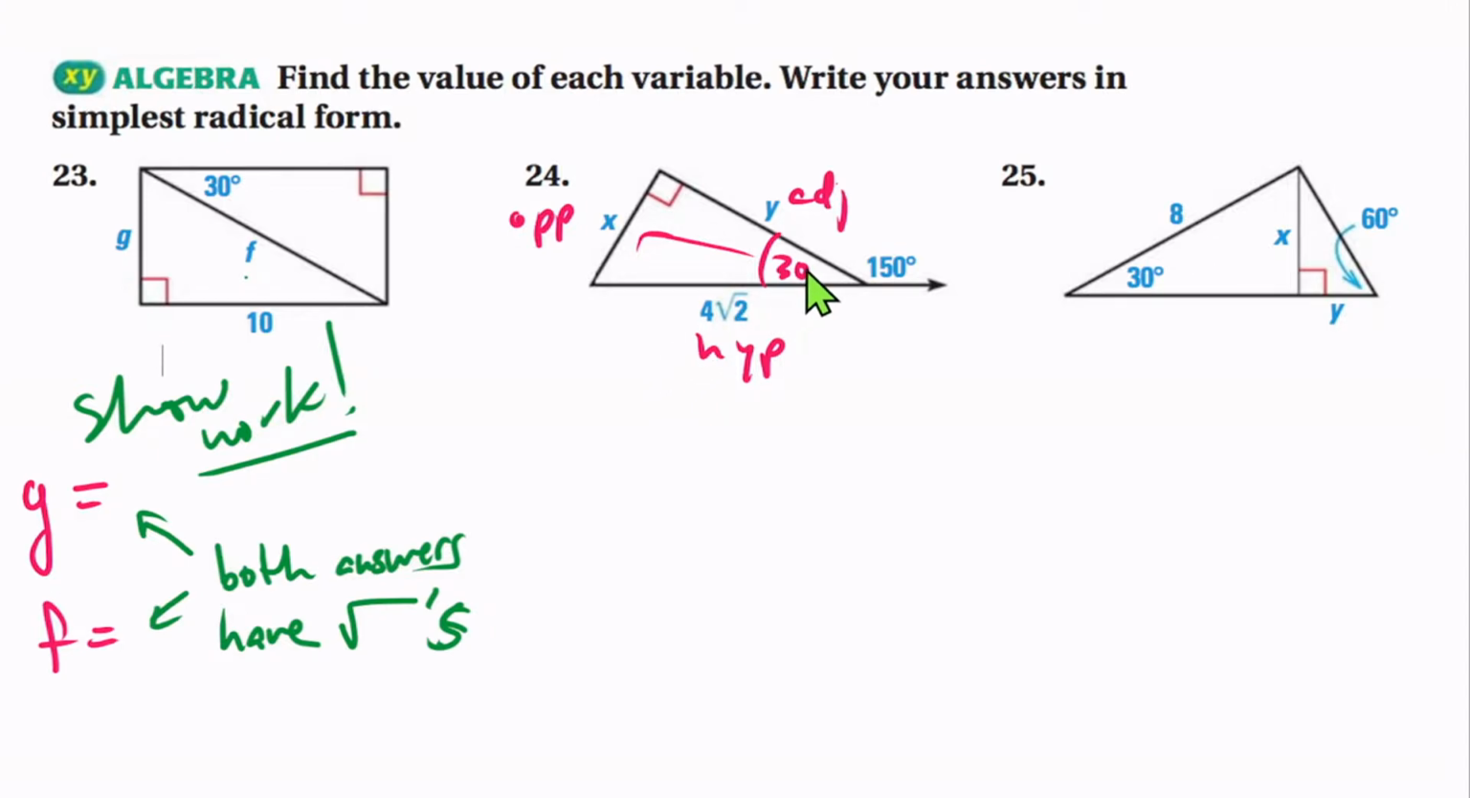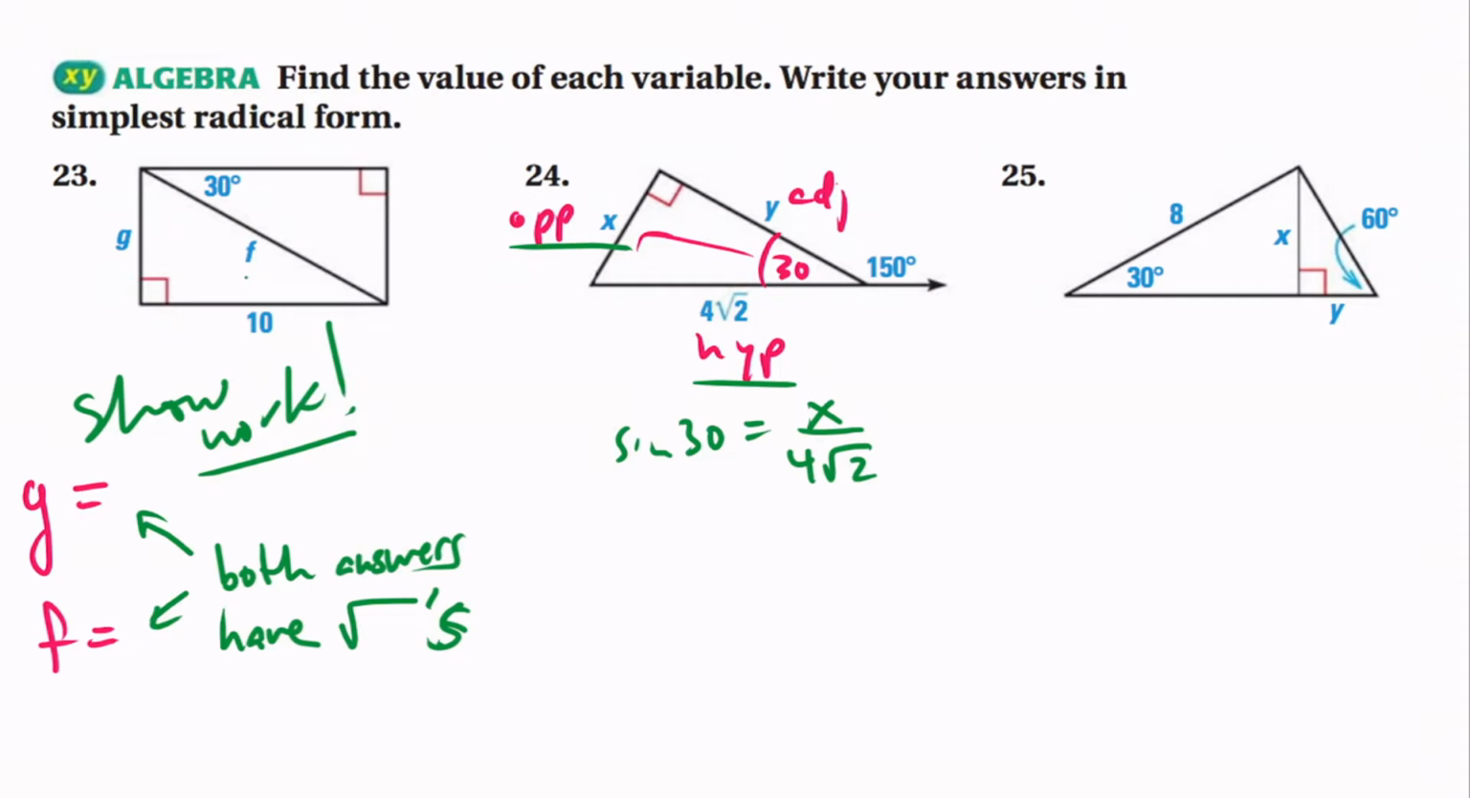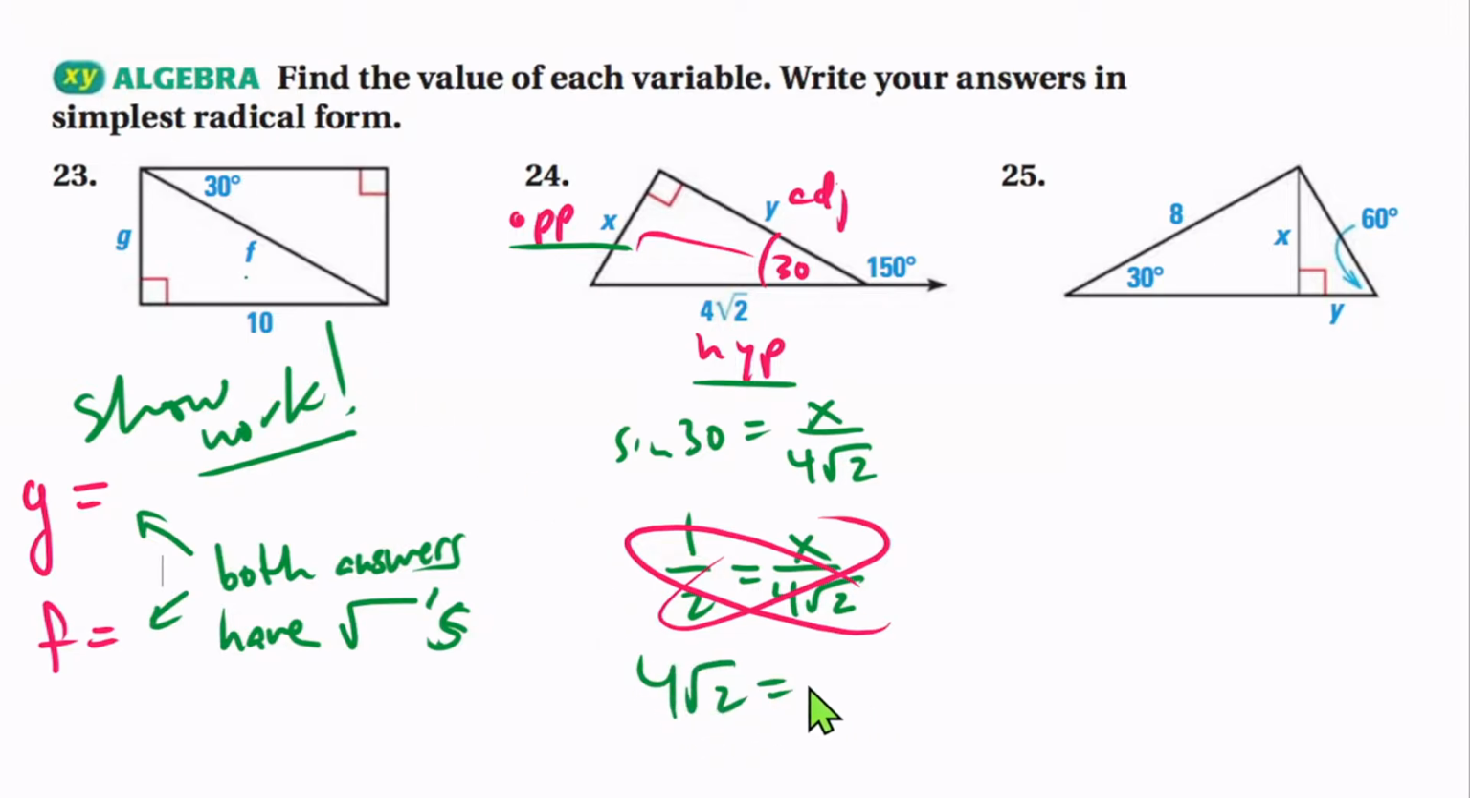So what we do, let's say we want to find x. So opposite, hypotenuse, 30. We're using the 30, so that would be a sine of 30 equals x over 4 times the square root of 2. What's the sine of 30? The sine of 30, reminder, that's 1/2 again. So 1/2 equals x over 4 square root 2. Cross multiply, and we're going to get 4 square root 2 equals 2x. Divide both sides by 2.